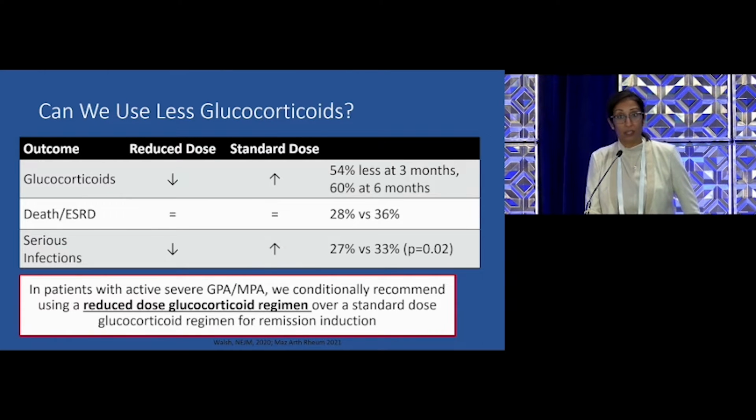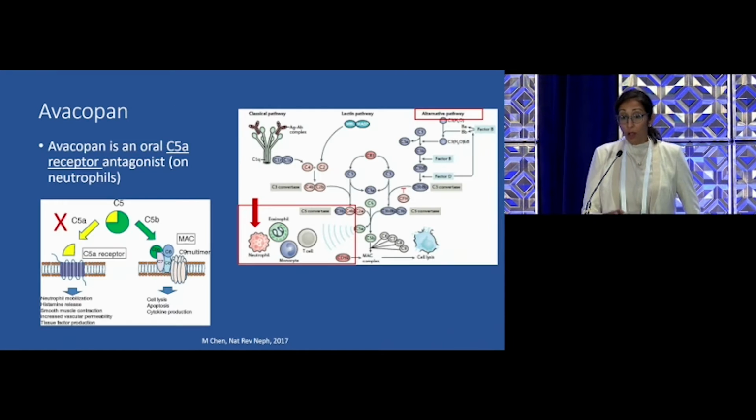So the ACR and Vasculitis Foundation released guidelines on the management of vasculitis across multiple vasculitides. And now in GPA and MPA, we recommend using a reduced dose glucocorticoid regimen over the standard dose regimen. So now we are automatically, based on our guidelines, trying to get people off of steroids sooner. What else is there to try to reduce steroid burden?